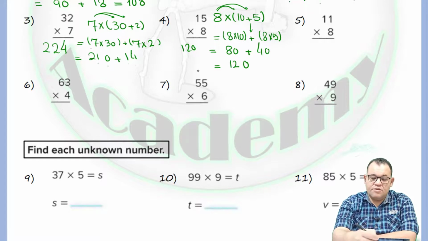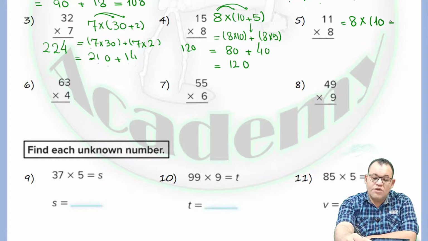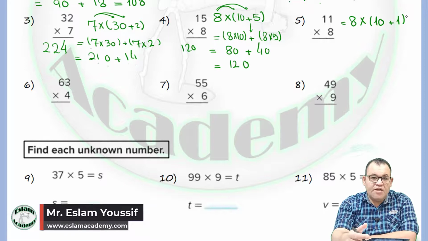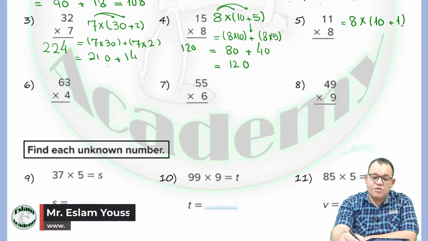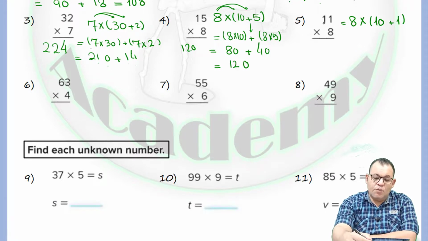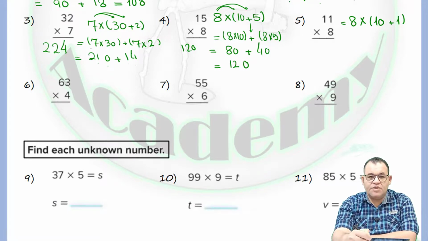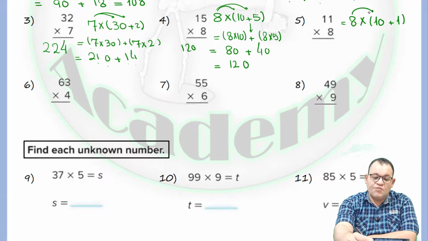11 times 8. By the same way, just write the smallest number, then the greatest number, write it in expanded form, which is 10 plus 1. The expanded form is by writing the value of each digit. 1 here is at the ones place, so its value will be 1. And the 1 here is in the tens place, so its value will be 10. Now use the distributive property.